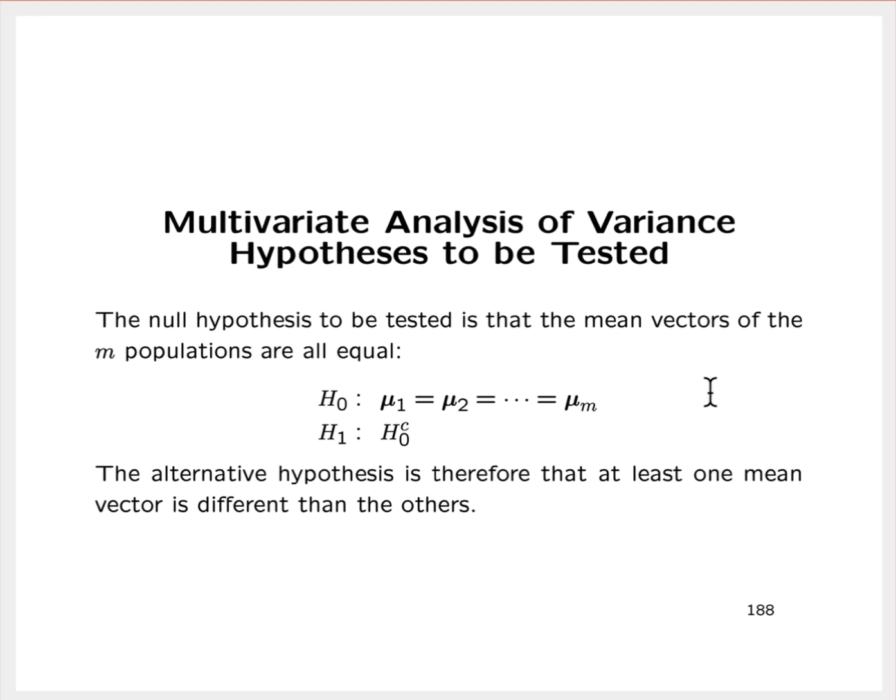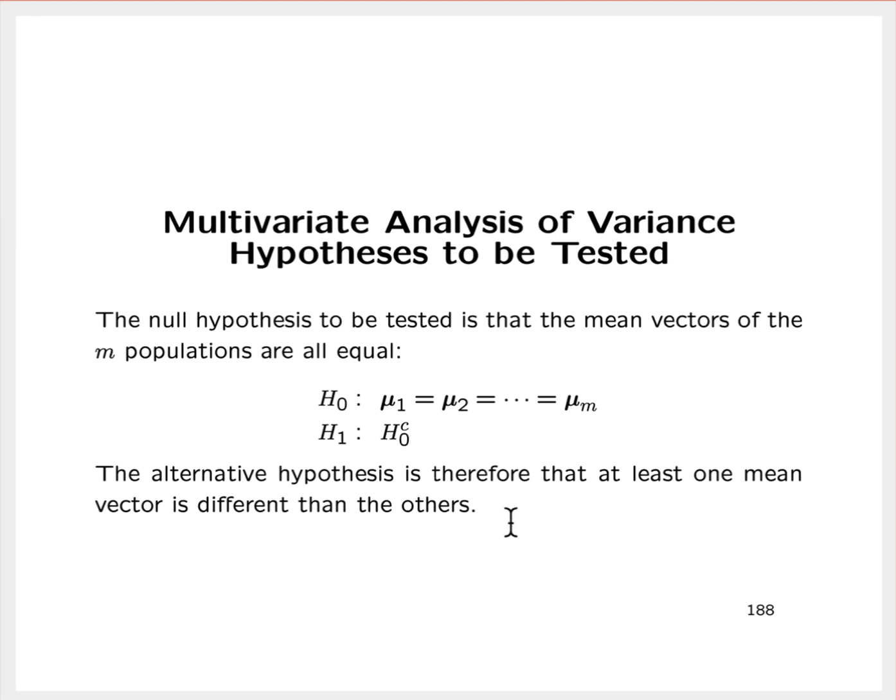The null hypothesis to be tested in a multivariate analysis of variance is that the mean vectors of the m populations are all equal. And so that's expressed this way in vector notation. And for right now, I'm going to denote the alternative hypothesis as the complement of the null hypothesis, which it always is because the null and alternative hypotheses are logical complements. But for now, notationally, I'm just going to represent it this way.